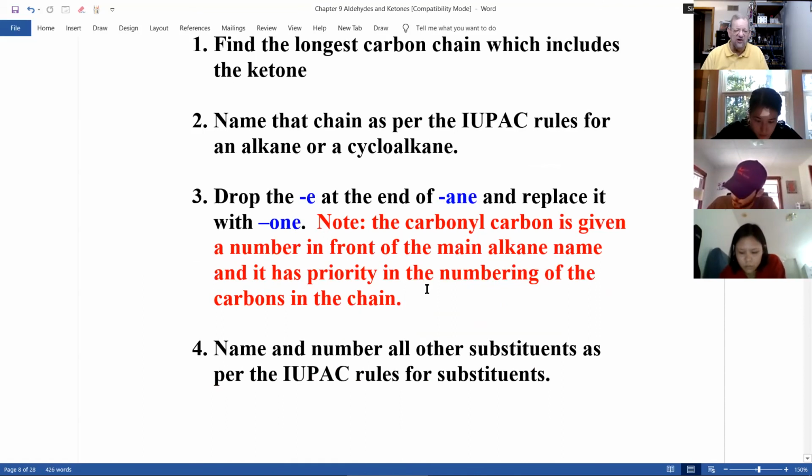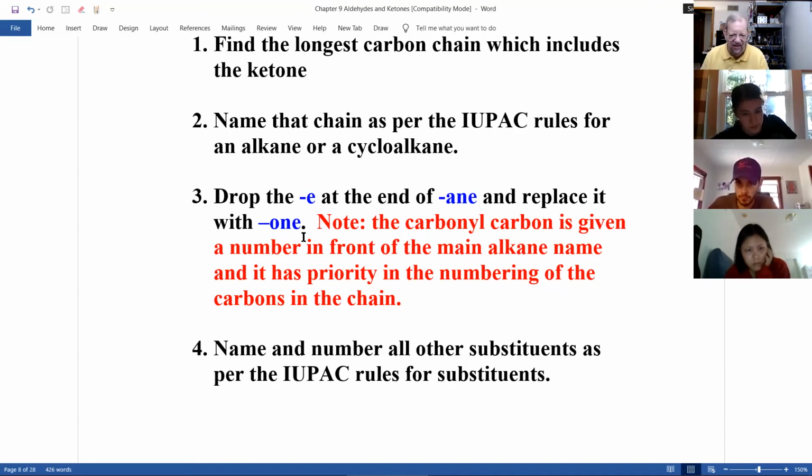Now, for a ketone, drop the E at the end of the ANE ending for alkane or cycloalkane and replace it with ONE. For some reason, this is going to be rare, so listen carefully. I'll never say replace it with the word one. I always say ONE. Habit of mine. And good habits I won't break.